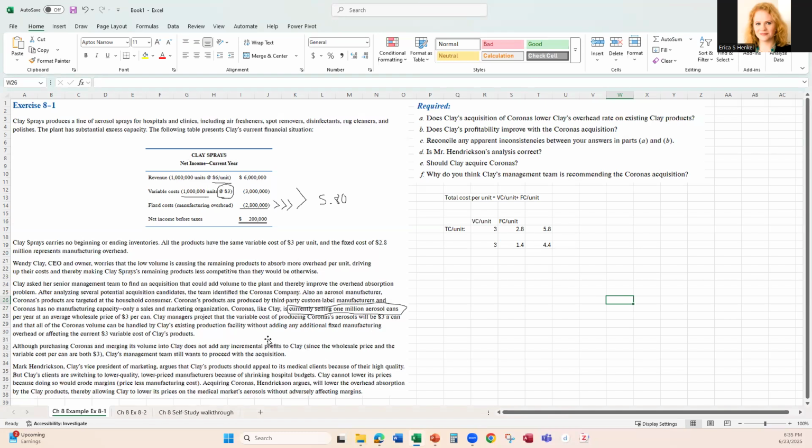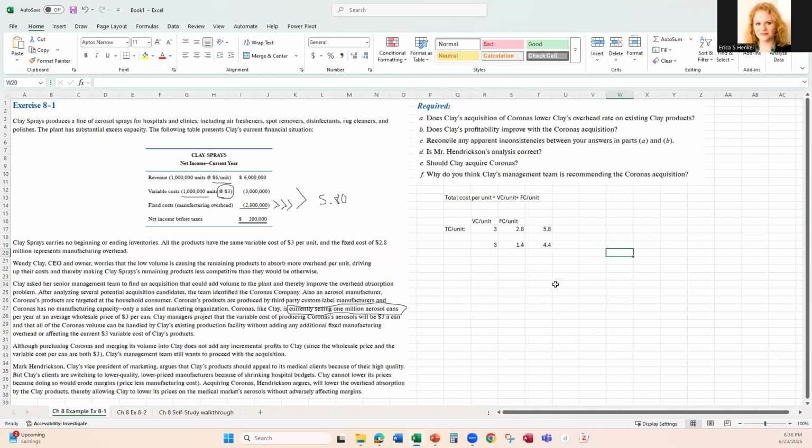Clay managers predict the same $3 per can variable cost, and we do not add any incremental profits to Clay. So we'll just assume that those ones are break even, but that means that for our original million cans that we have out there, we would still have $6 million in revenue and $3 million in variable costs. But instead of allocating $2.8 million in costs to these, we would only end up allocating 1.4 million out to those, because half of it would get allocated over to the Coronas side.